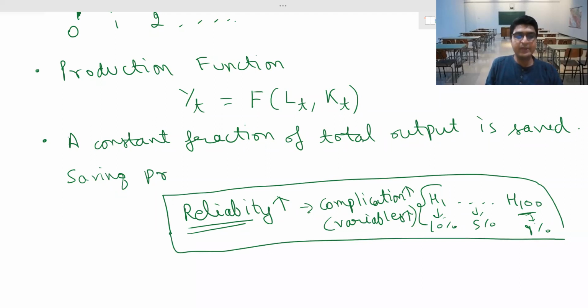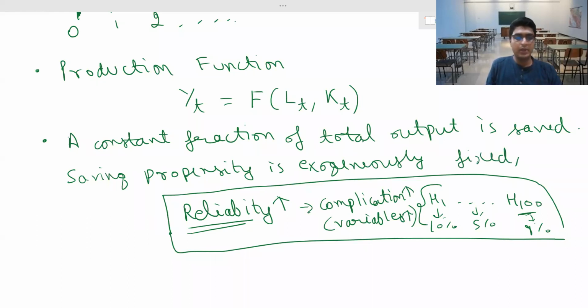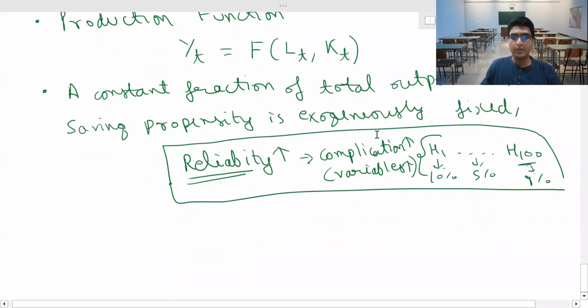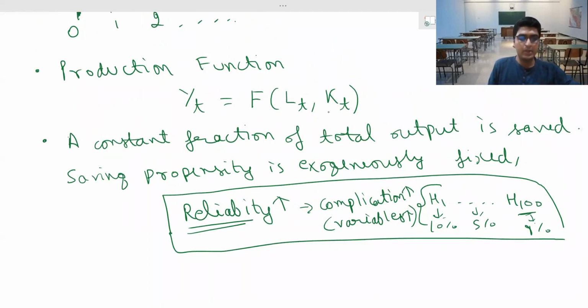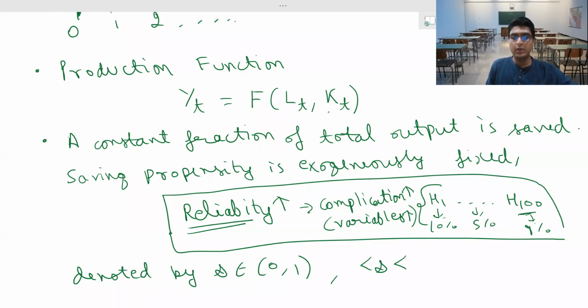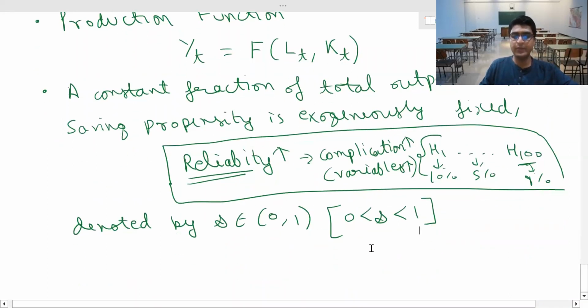Okay, so saving propensity is exogenously fixed, and we denote it by the symbol small s. Okay, and it lies between 0 and 1. Saving rate lies between 0 and 1. So it's a fraction. Okay.